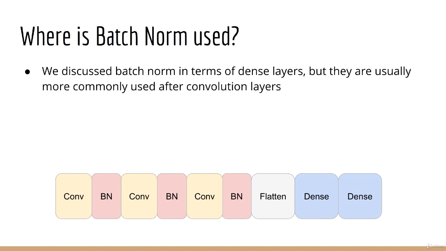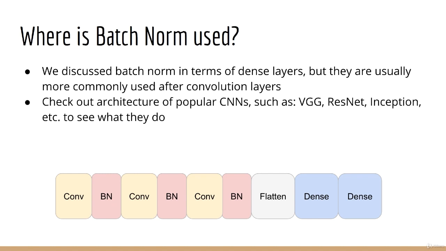One common pattern would be like this: convolution to batch norm, to convolution to batch norm, back to convolution, back to batch norm, and then flatten, and then your dense layers. So that's just to give you an idea of what it might look like. You're always encouraged to try things on your own, but also to read about the most popular CNNs, such as VGG, ResNet, and Inception, to see how they're doing things. This is the approach we're going to take in the next lecture when we improve our CIFAR-10 results.